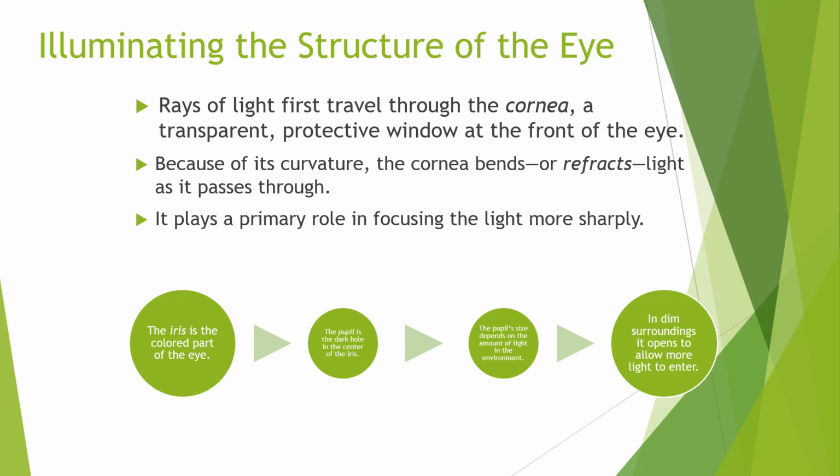It changes by the muscles of the iris. So in bright light, the pupil is going to get smaller to allow less light in. In dim or darkened light, your pupil is going to get larger in order to allow more light in so that you can see better in that situation.